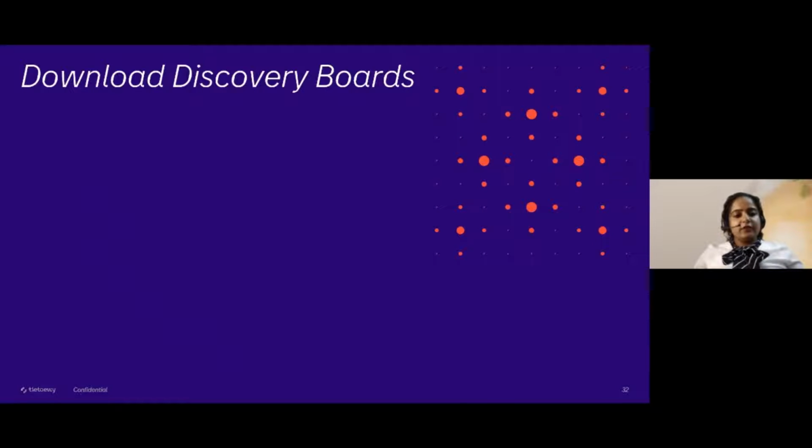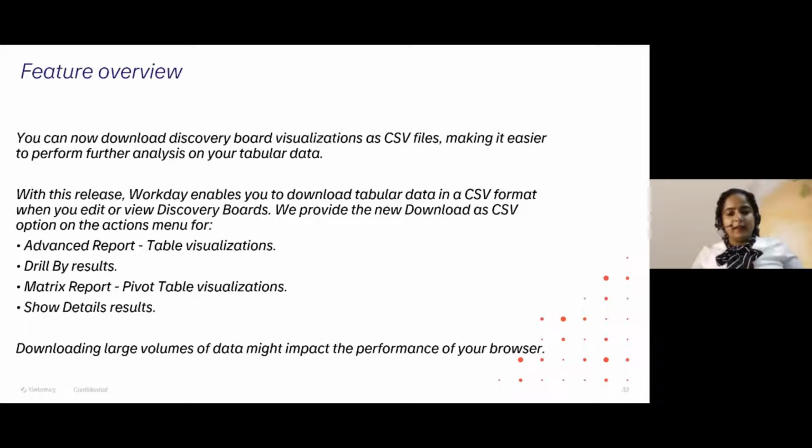Moving to the next feature of Discovery Board, which is the download. I think Workday has done a very good addition to this by adding the download as a CSV file. Previously, we wouldn't be able to download any discovery board in CSV format, only in Excel. So now we can download it as CSV and analyze it in a better way. Workday will provide the new download as CSV option on the actions menu for advanced report, drill by result, matrix report, and show detailed result.